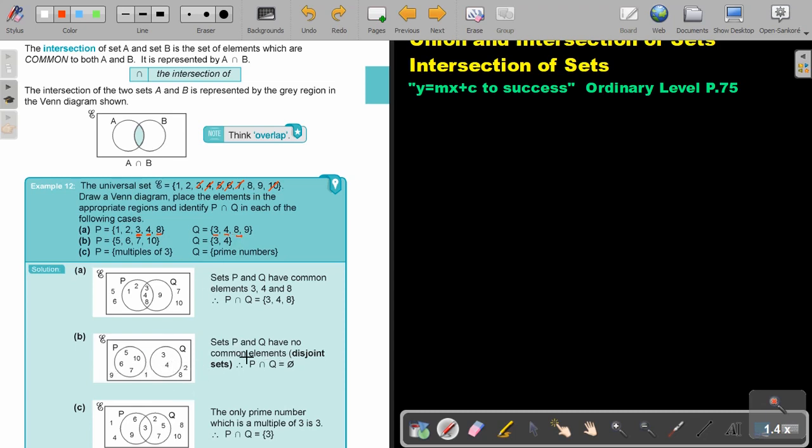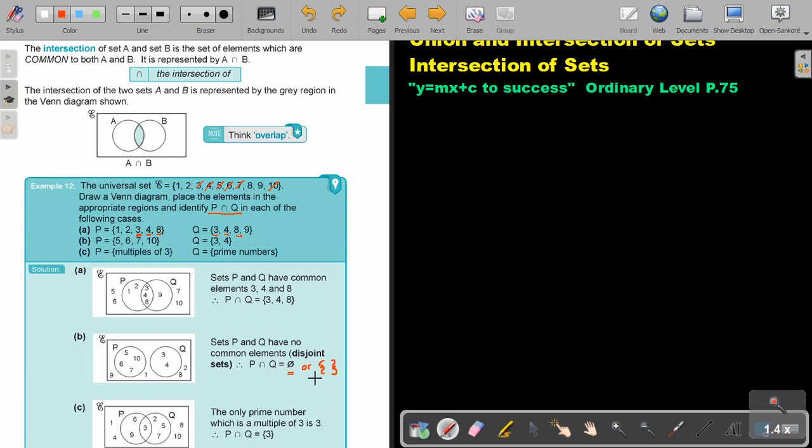Okay, but now again, what was the question? P intersection with Q, there's no overlap, so it will be an empty set. Or you can indicate it with curly brackets, but nothing inside. Okay, and then the last one.